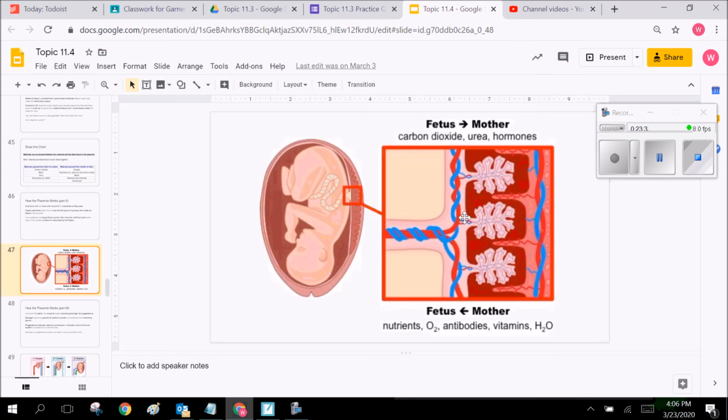So here we go. Here's the fetus and the mom. This is the placental connection. You can imagine this portion right here is what we're looking at here, and here's the placenta.